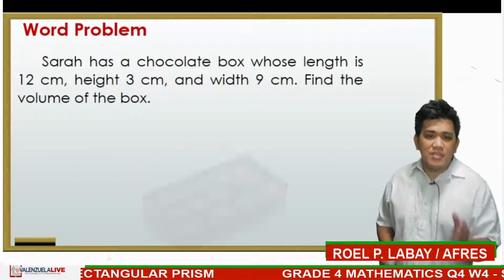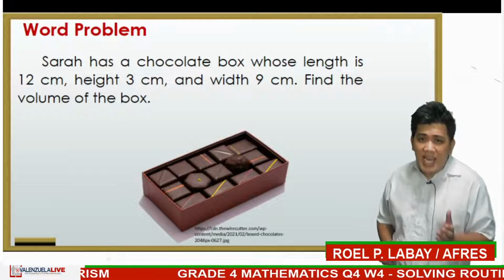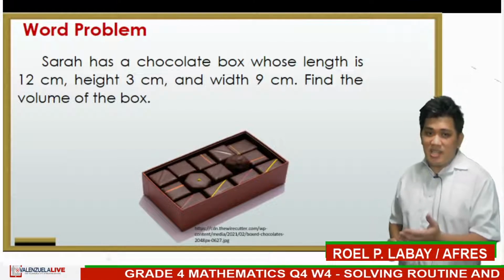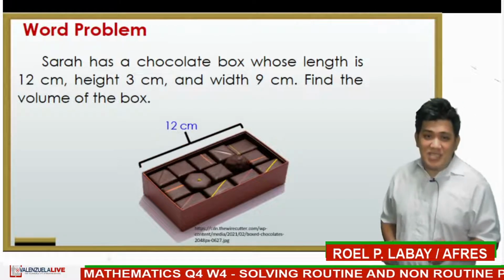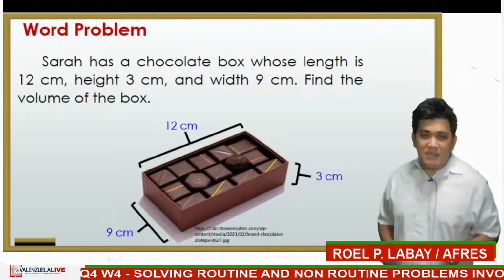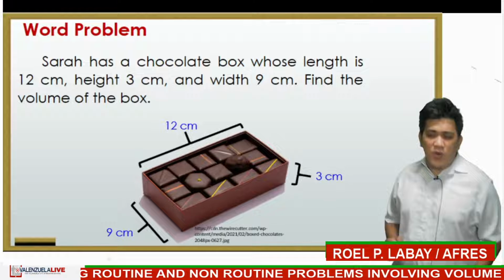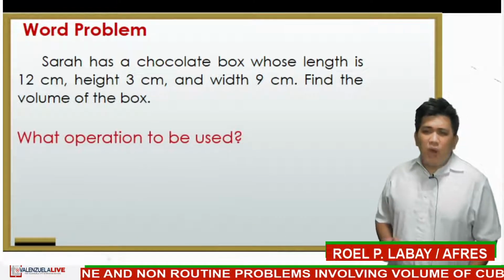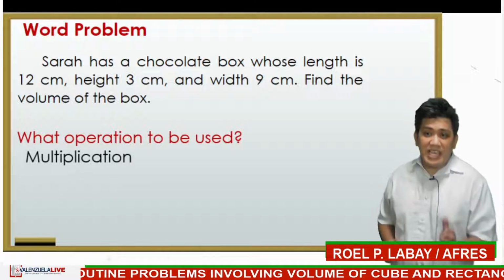Now, let's visualize the problem. We have here Sarah has a chocolate box. So, this is an example of a chocolate box whose length is 12 centimeters, width of 9 centimeters, and a height of 3 centimeters. Now, we will get the volume of the box. What operation to be used? Very good. We will use multiplication.